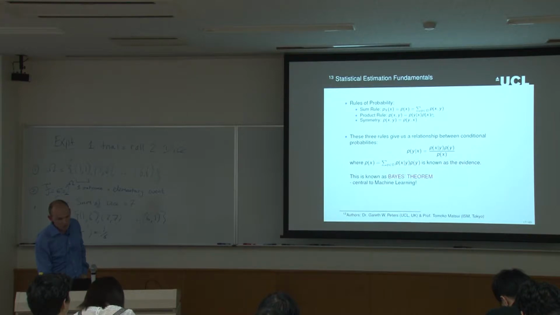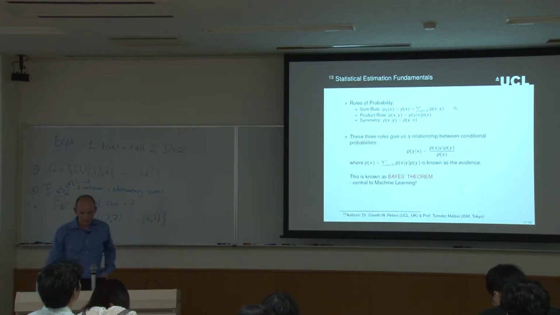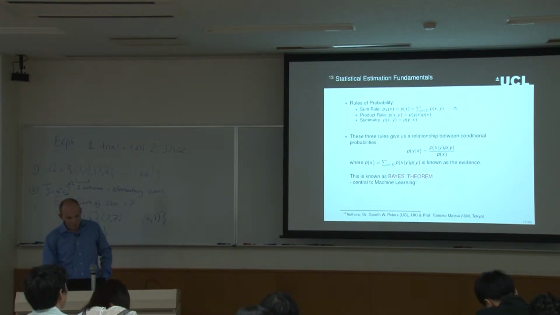So the sum over Y of this joint probability. This is the probability that X and Y happens. So this is the intersecting probability, just written in a different way. There's two ways you can refer to that. So if you sum over Y, then you get the probability of X. Okay, so that's the sum rule.